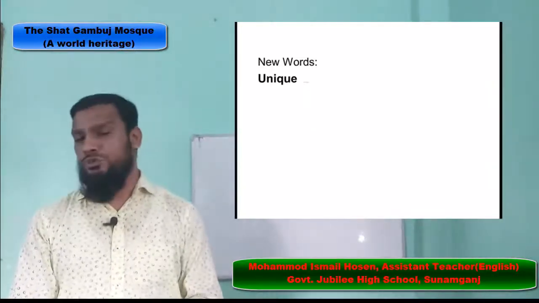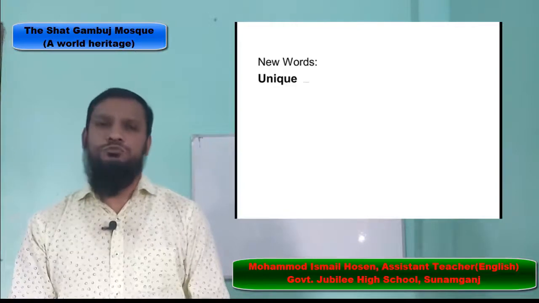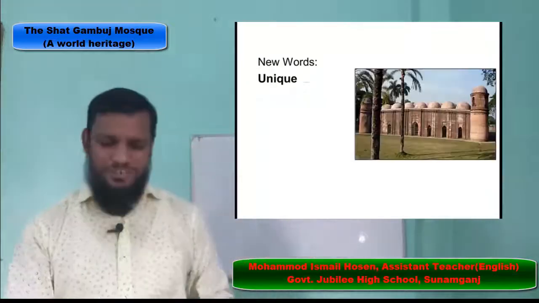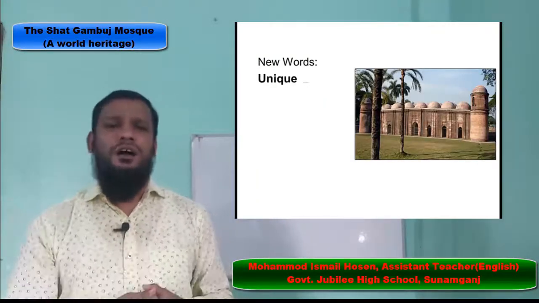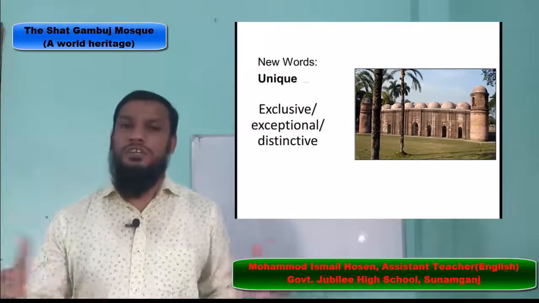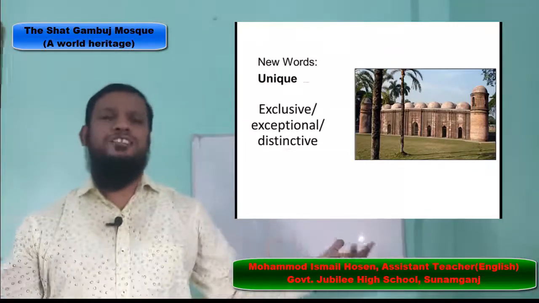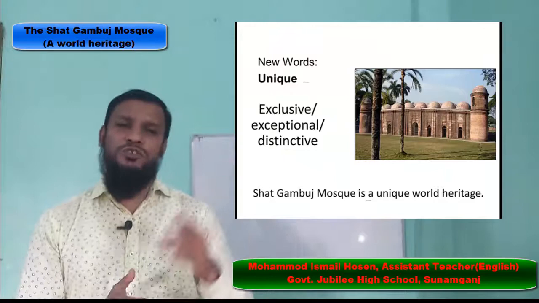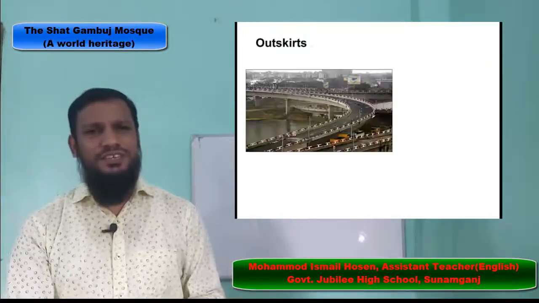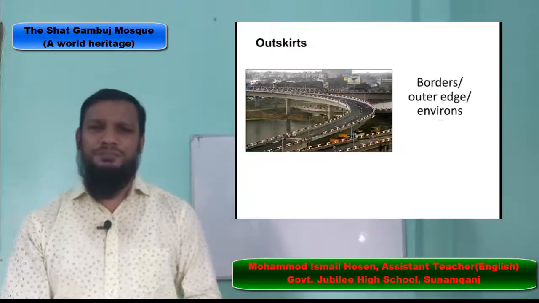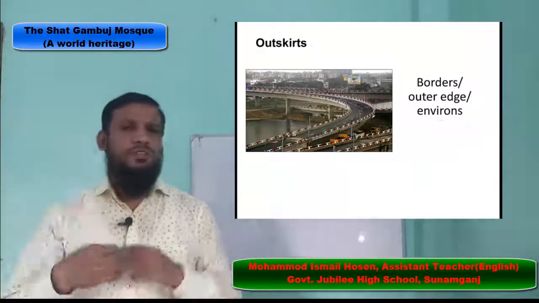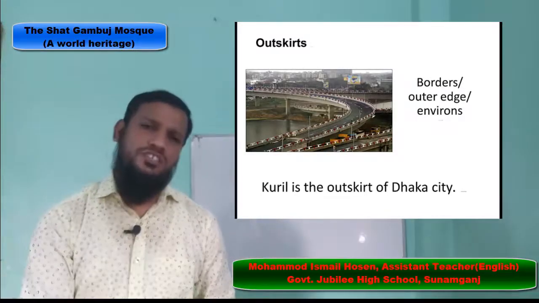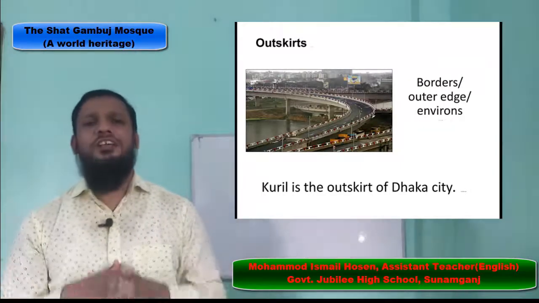Before reading the text, I'm going to show you some vocabulary key words that will help you to understand the text. The first keyword is unique. Do you know the meaning of unique? In the picture you can see, it's a unique picture. Unique means exclusive, exceptional or distinctive. The Shat Gambuj Mosque is a unique World Heritage. Then outskirt. What's the meaning of outskirt? Outskirt means border, outer edge or environs. Kuril is the outskirt of Dhaka city.